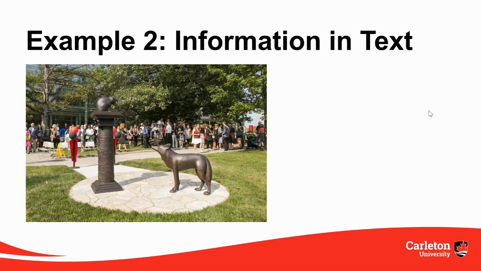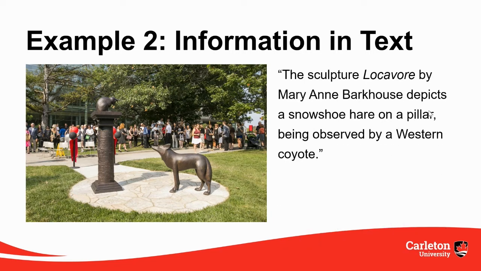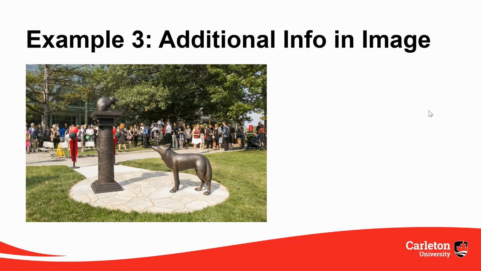Alt text is also unnecessary if the information or meaning that the image conveys is already represented in the text itself. For example, if this image were placed with text that read, "The sculpture Locavore by Marianne Barkhouse depicts a snowshoe hare on a pillar being observed by a western coyote," then repeating a description of the sculpture would be repetitive. As the meaning that the image provides appears in the text itself, alt text is not necessary in this case.